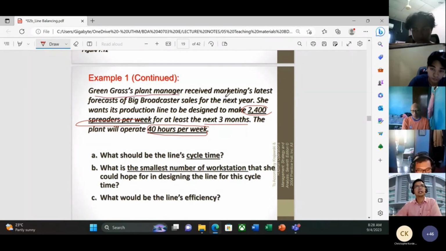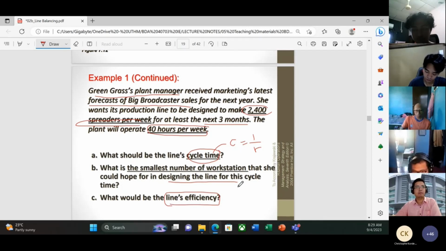A Green Grass plant manager receives the marketing latest forecast for the broadcast spreader sales for the next year. So she wants a production line designed to make 2,400 spreaders per week, at least for the next 3 months. The plant will operate 40 hours per week. The question is, what should be the line's cycle time? Please remember the formula of cycle time: 1 divided by R. And B, what is the smallest number of workstations she could hope for in designing a line for this cycle time? And what would be the line efficiency?